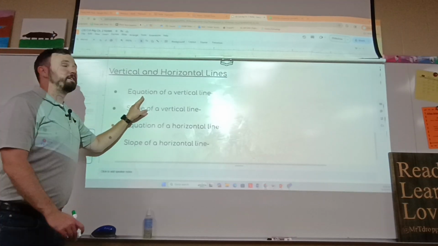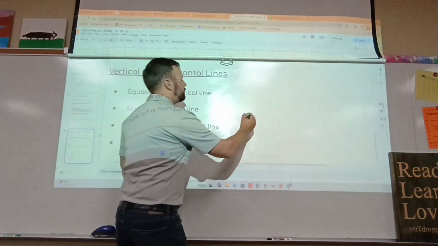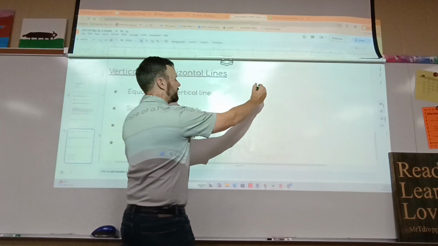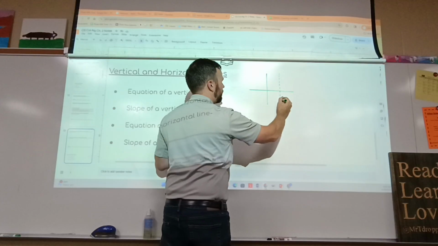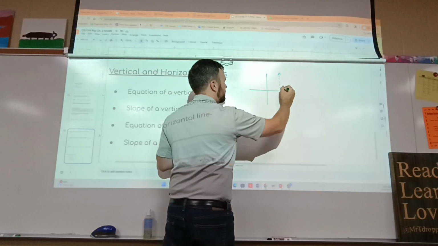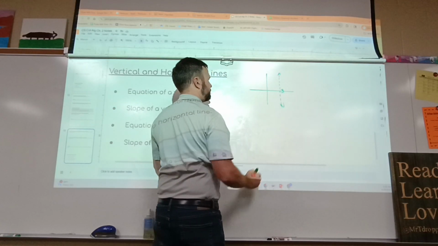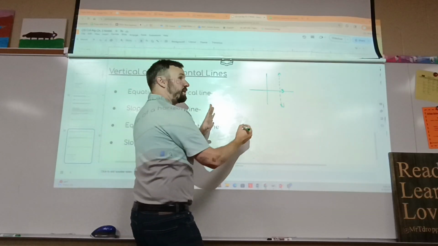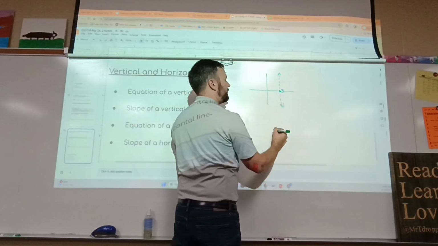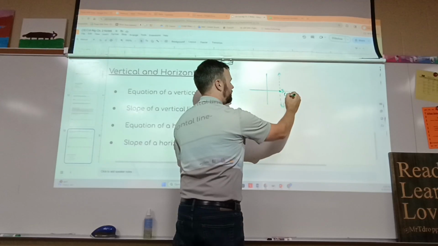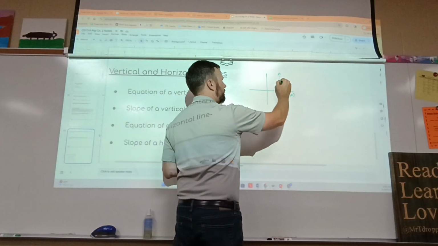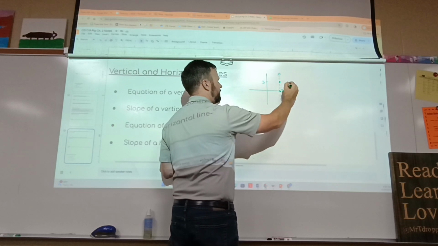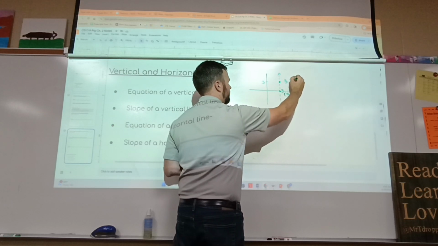So, equation of a vertical line. Let's talk about it for a second. If I have a vertical line, right, here's my vertical line, and let's say it's at 3. If I pick a random point on this line, that one right there, what point is that? That's 3, 0, right? What's this point right here? Let's say that's 3, 3.